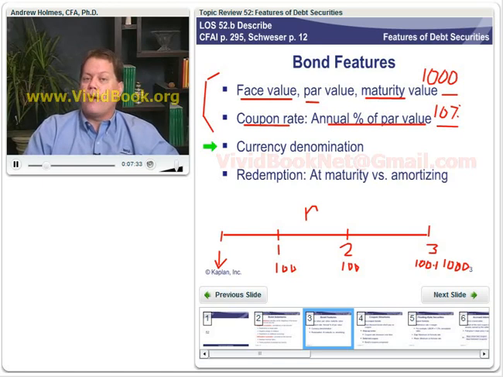We could also have more than one currency specified, so you could receive interest payments in one currency and then you can get your return of principal in another. That's called a dual currency bond. All that would be specified in the bond features.